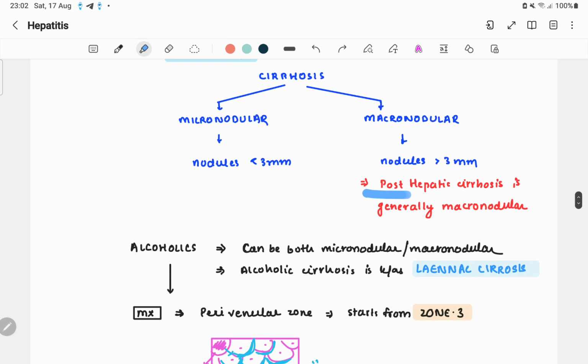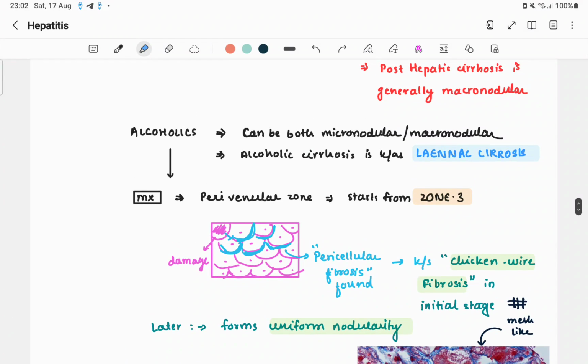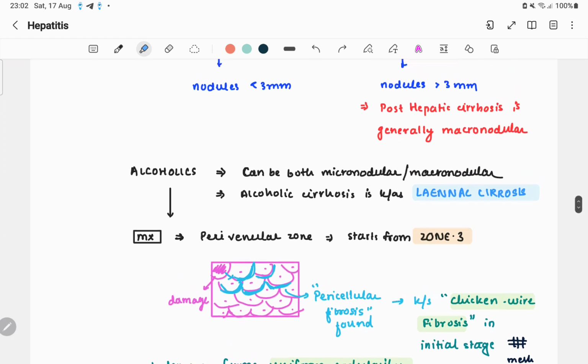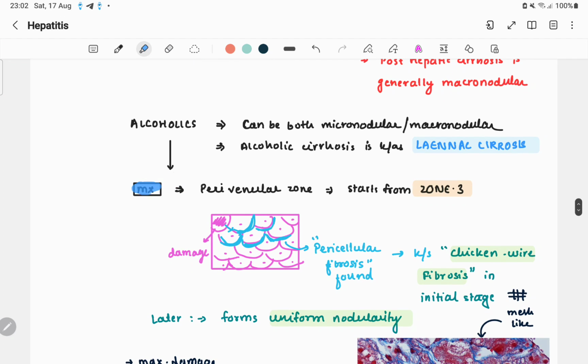Post-hepatic cirrhosis are generally macronodular. In alcoholics there may be a macronodular cirrhosis or a micronodular cirrhosis. And alcoholic liver cirrhosis is called Laennec cirrhosis. This is the important term. The alcoholic liver cirrhosis is called Laennec cirrhosis. Understood?